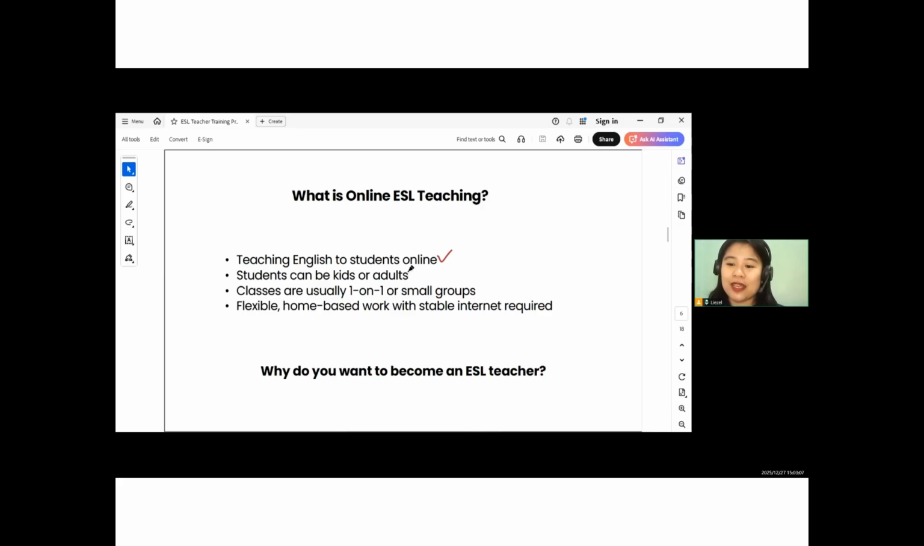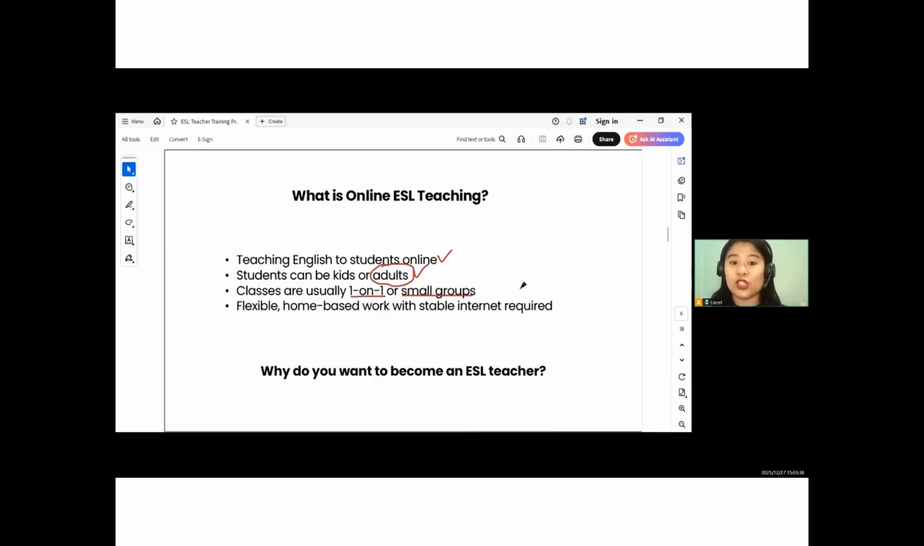Next one, students can be kids or adults, meaning to say that your students may vary. You may have kids, you may also have adults. When we say adult students, these are professionals. Those professional students are those people who are doctors, who are also teachers like you, and businessmen. They are also working at a law firm and many other professions out there. And classes are usually one on one or small groups.